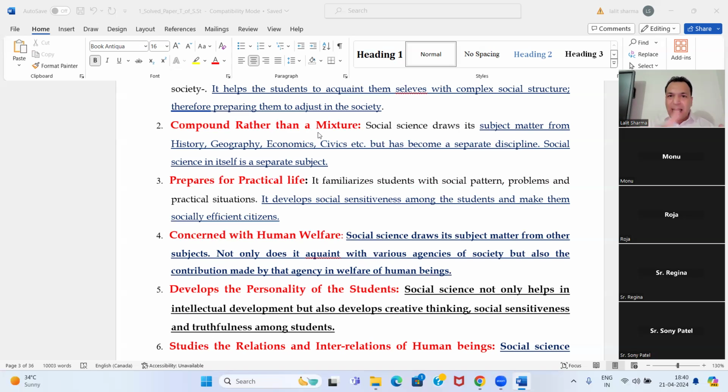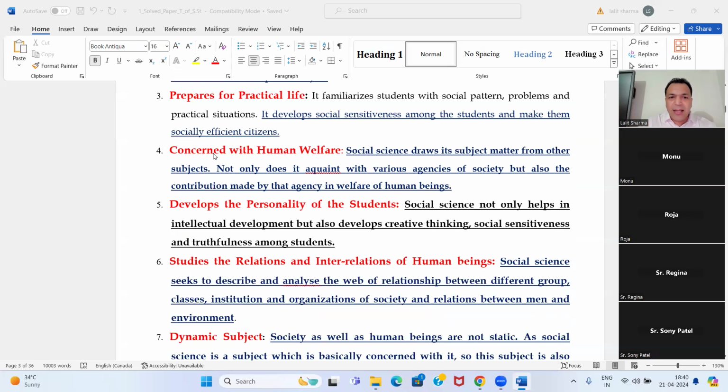Like lesson planning, like curriculum construction, like CCE, continuous and comprehensive evaluation, visual aids, right? All of these topics, lesson planning. Now look, the next, fourth, is concerned with human welfare. Social science draws its subject matter from other subjects. Not only does it acquaint us with various agencies of society, but also with the contributions made by the agencies in the welfare of human beings. So this social science is concerned with human welfare. But when you go into science, you will see that.